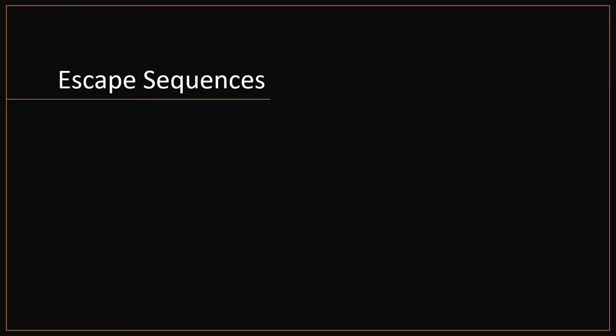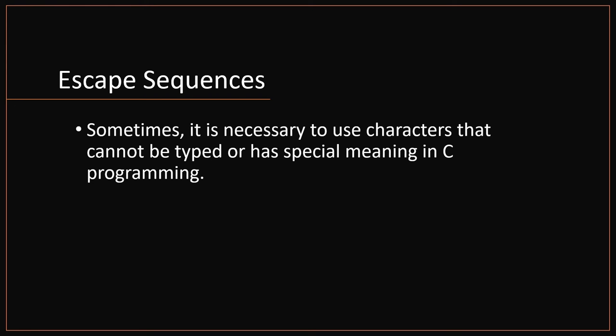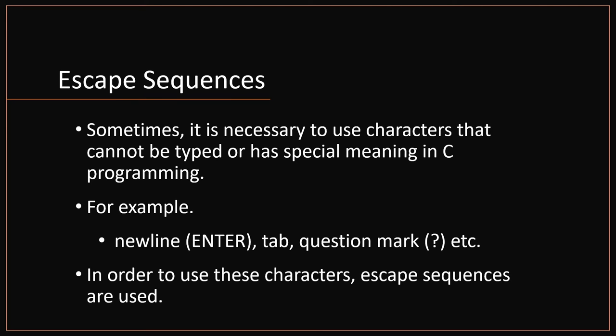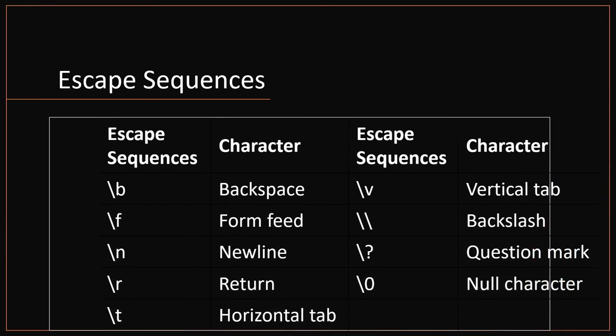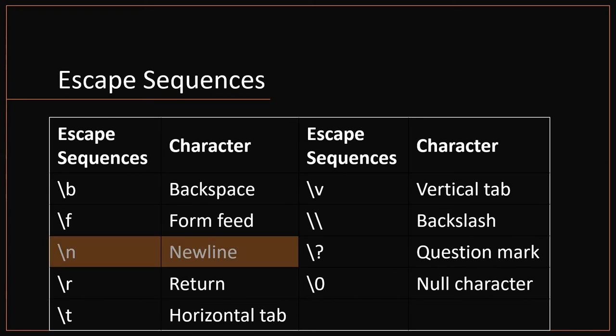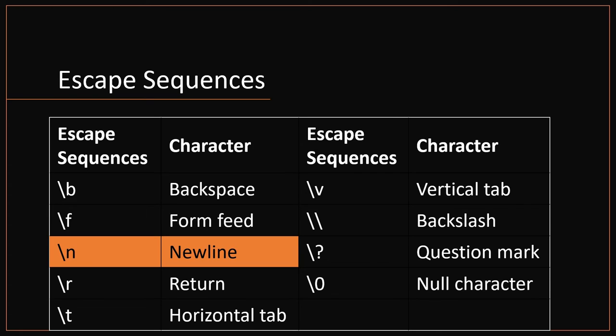Fourth, escape sequences. Sometimes, it is necessary to use characters that cannot be typed or have special meaning in C programming. For example, newline, tab, question mark, etc. In order to use these characters, escape sequences are used. Look at the diagram, later you can check your book also for this diagram. Here, for example, \n is used for a newline. The backslash causes escape from the normal way the characters are handled by the compiler.